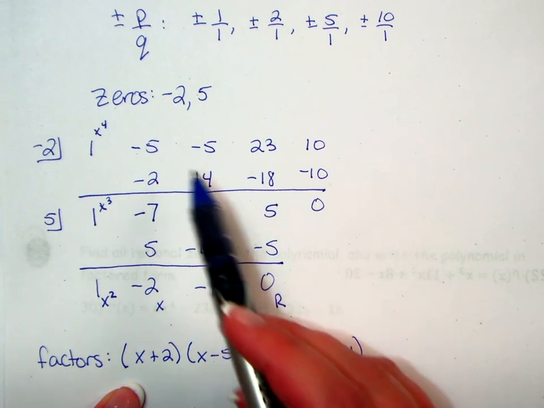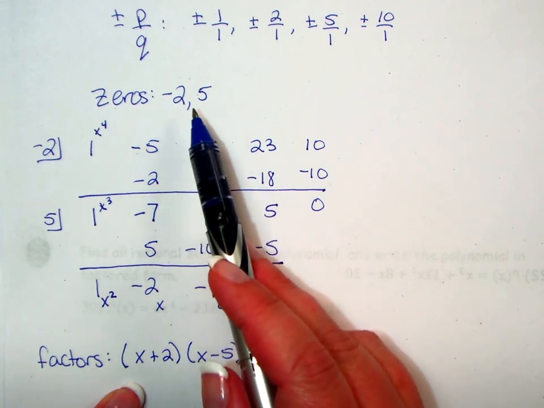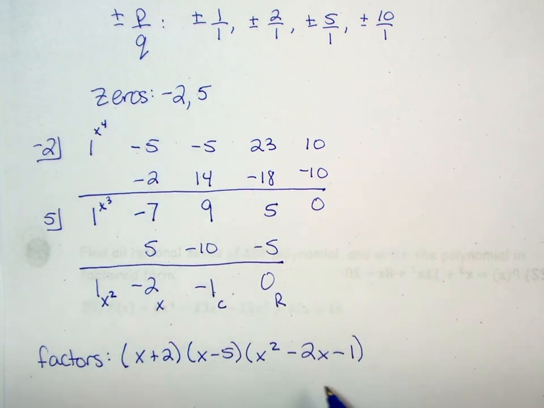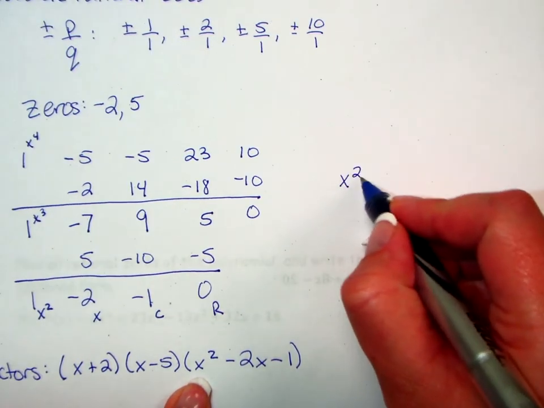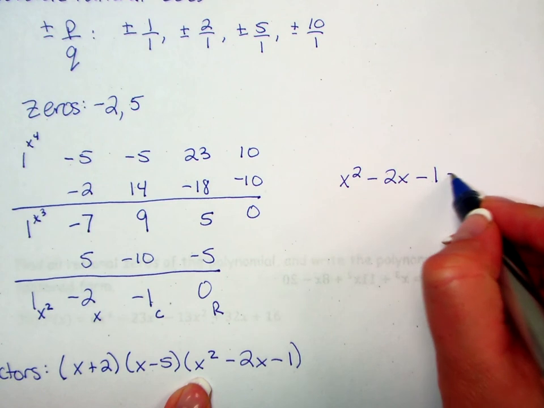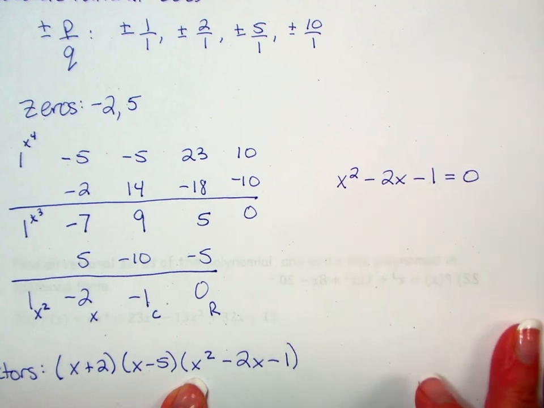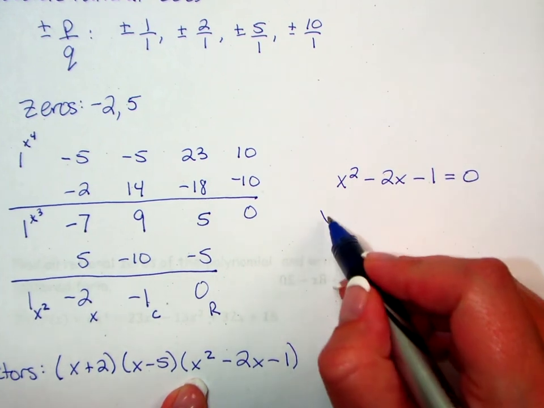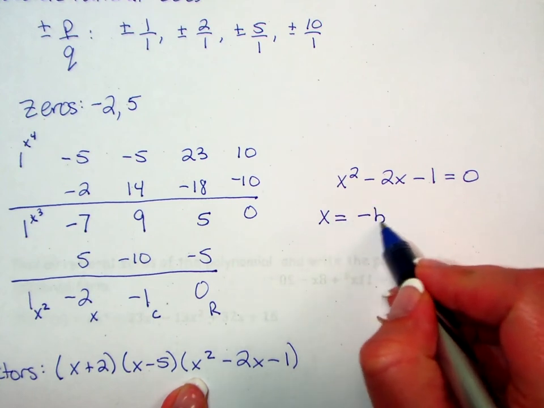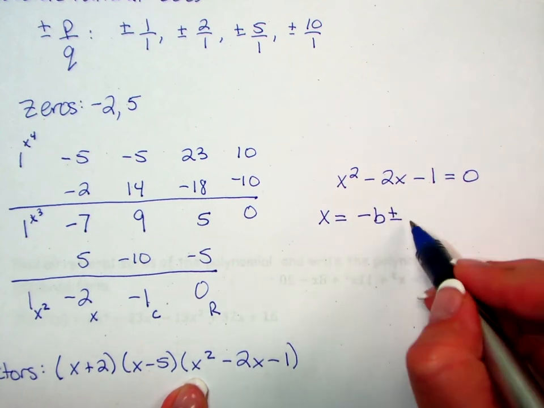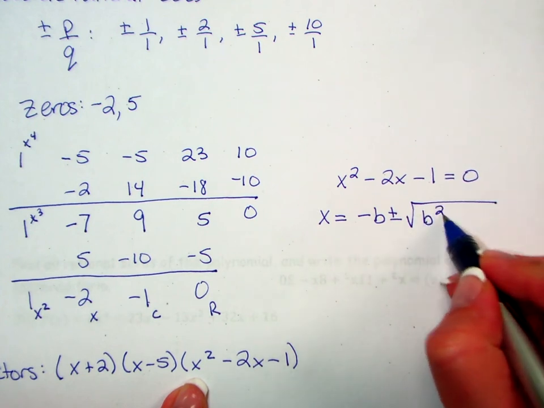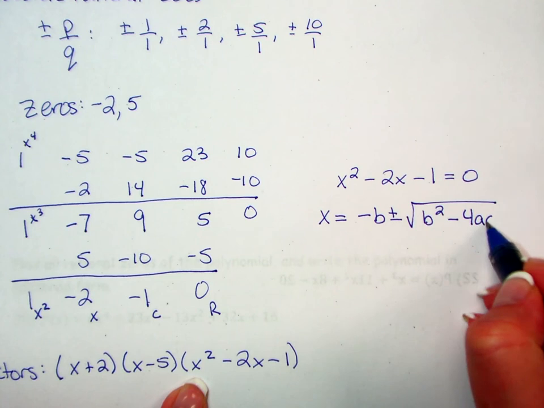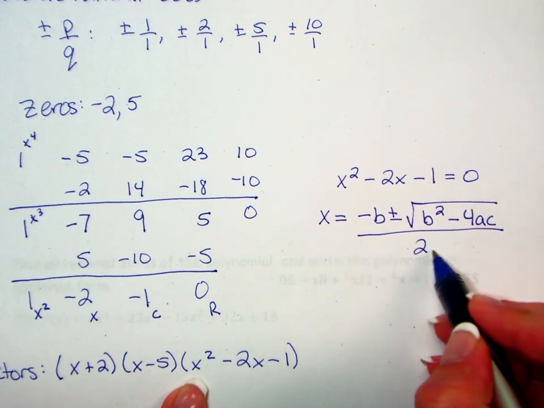But we do need to find all the zeros, right? And at this moment, we only have 2 of the zeros. So what I need to do is find the zeros of this quadratic. All right, so I'm going to go over to the side here, and I'm going to set this quadratic equal to 0, and I'm going to solve it using the quadratic formula. All right, so just in case you don't remember, x equals -b plus or minus the square root of b squared minus 4ac all over 2a.